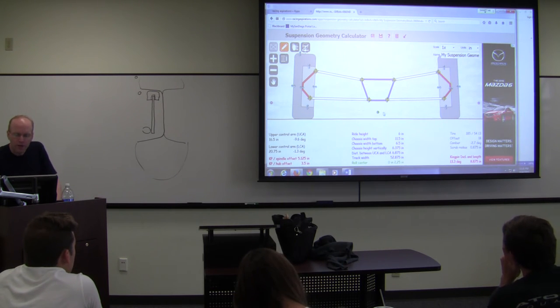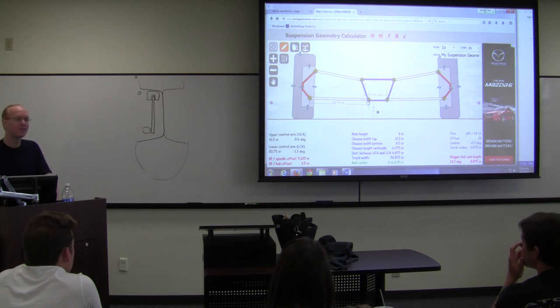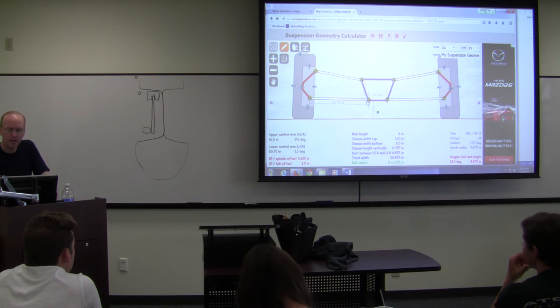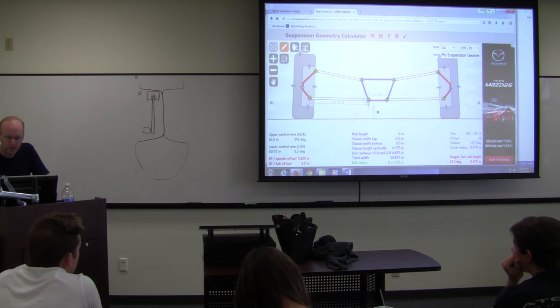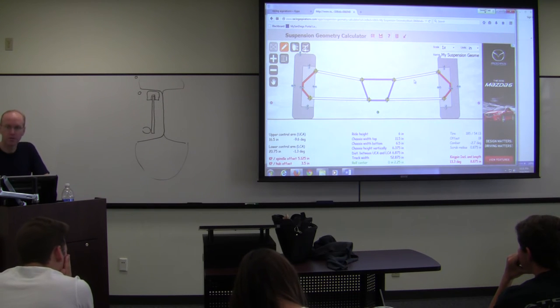I also don't have enough ground clearance. Ride height is 6 inches. So that's the difference between, there it is, you can see 6 inches. You need, what, 10 or 12? So how can we get enough ground clearance and preserve the instant centers that are far away? We're going to have to move everything up.